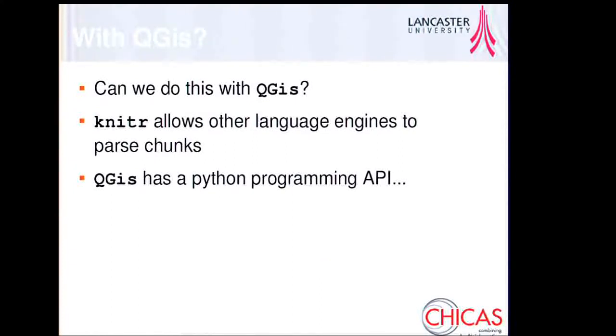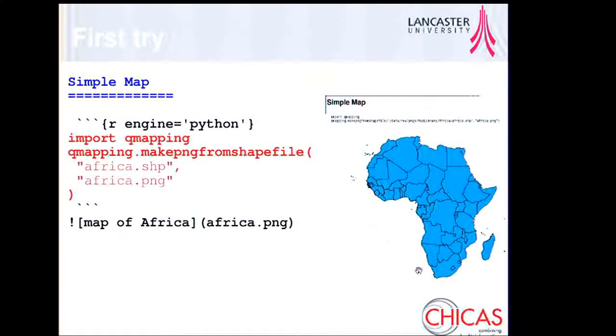Well, the first approach I took was to think that knitr doesn't just let you put chunks of R code in there. You can put chunks of Python code, shell script, other programming languages. So this was what I thought. I could have chunks of Python code and use the QGIS Python programming API to produce my plots. So I wrote a little Python package called QMapping, and I can embed a chunk inside my knitr document which just says import QMapping. So this is Python code now, it's not R. And then QMapping.makePNG from shapefile with a shapefile and a PNG.